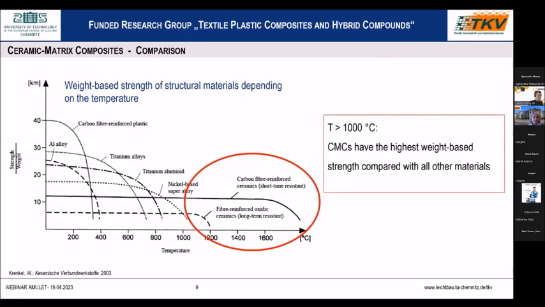Ceramic composites are also interesting because it is possible to use thin wall parts with a good strength at high temperatures, or even with strong temperature changes or shocks. I will give you some examples a little bit later.